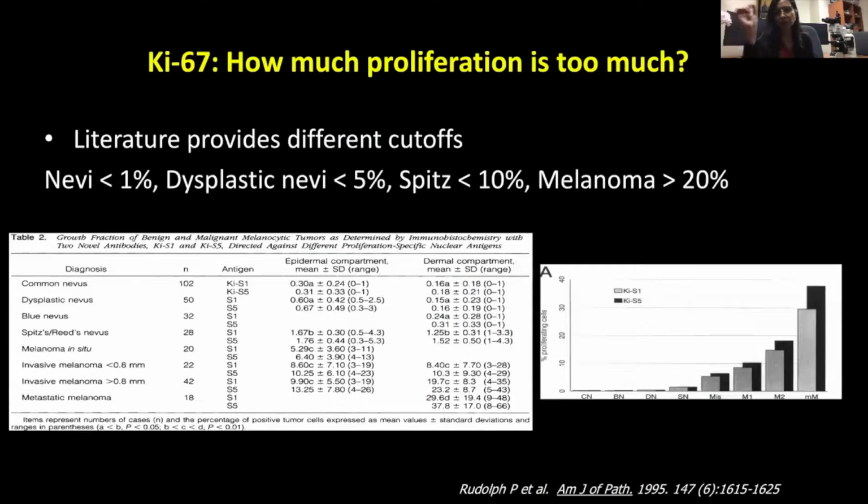The other question people usually ask is, how much proliferation by Ki67 is too much? In the literature, they provide different cutoffs, as you see here, but in general, more or less, a nevus should have less than 1% proliferative rate, a dysplastic nevus can be up to 5%, a Spitz nevus can be up to 10%, and melanoma should be more than 20%. Again, this is very subjective, and you have to put it together with clinical and other histopathologic parameters.